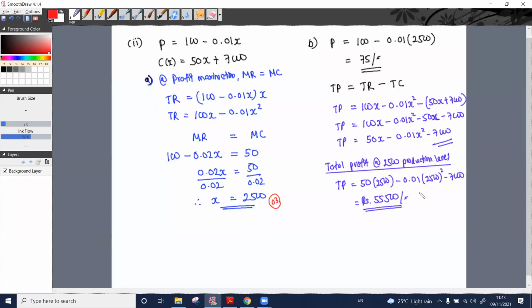If you got this one correct, give 1 mark here and 2 marks here. So that is the end of the 2018 question paper.